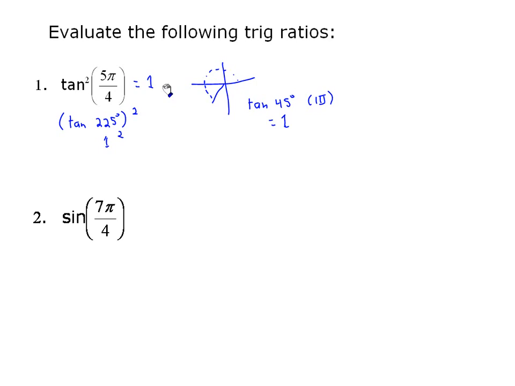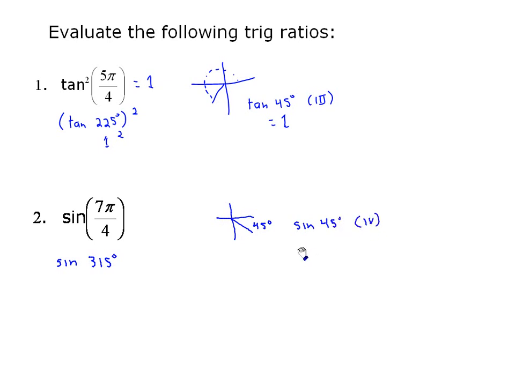Next question, the sine of 7 pi over 4. Well, the sine of 7 pi over 4 is going to be equal to, if you converted 7 pi over 4 into degrees, you'd get 315 degrees. And 315 degrees is a 45-degree reference angle in quadrant 4. So this is sine of 45 in quadrant 4.